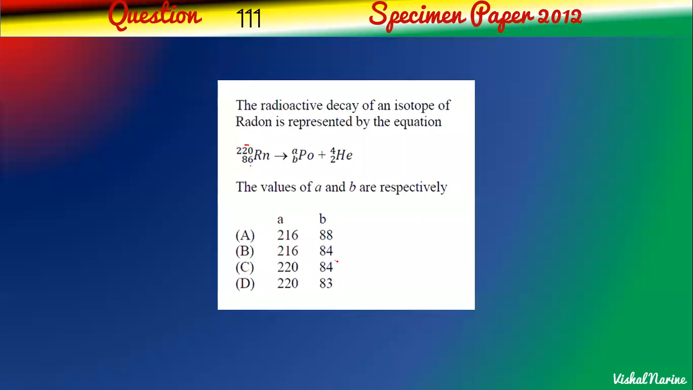So these two are out. And then we'll see that 84 plus 2 is 86. All right, so that's B.